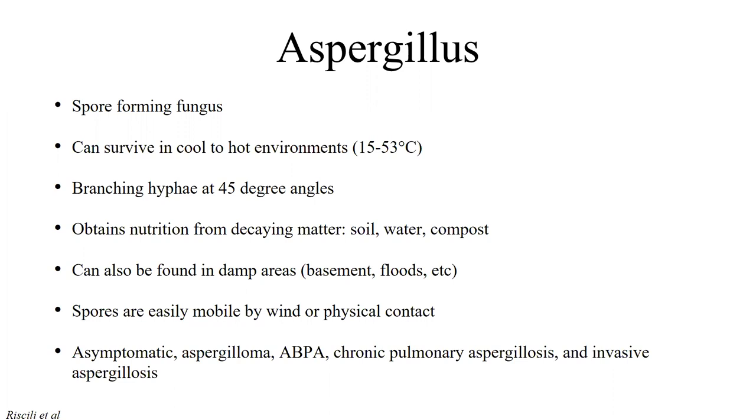Basically, the patients can range from being completely asymptomatic, to aspergillomas if they have underlying cavitary disease, to ABPA, chronic pulmonary aspergillosis, and then invasive aspergillosis, mainly seen in those who are immunosuppressed.